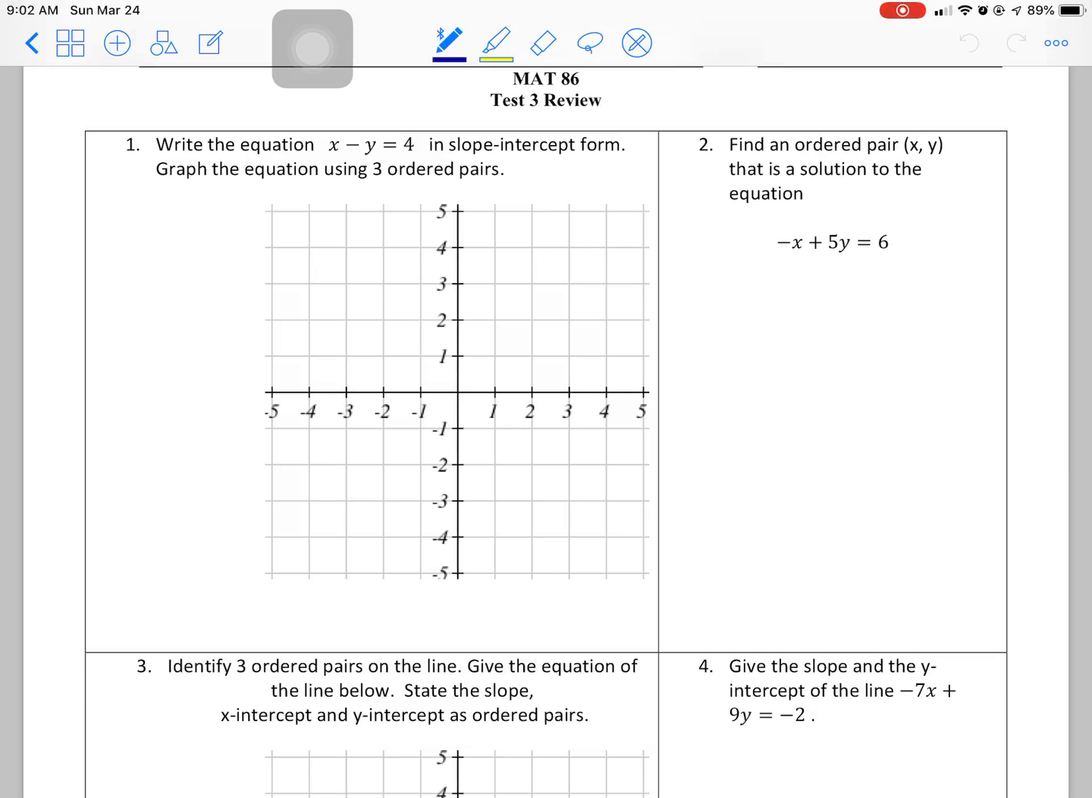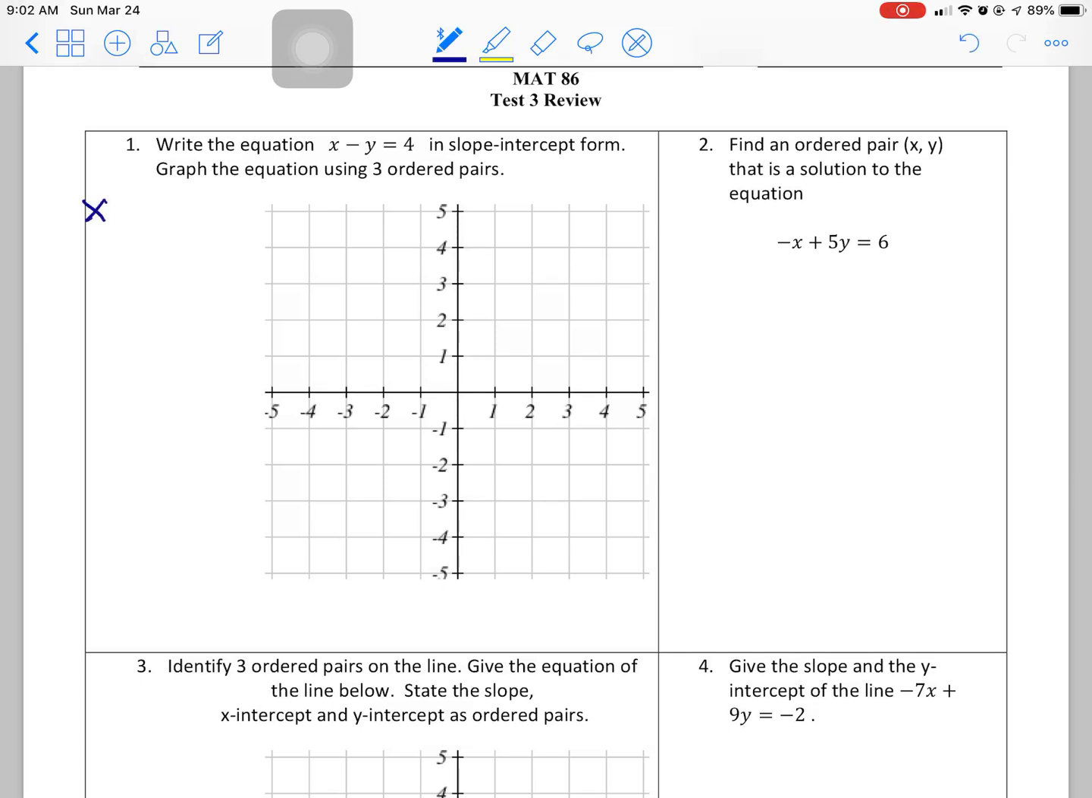So let me work through this in order. I think I put the review solutions up. If I didn't, I'll be doing that soon. All right. Write the equation, this equation, in slope-intercept form and graph it using three ordered pairs.